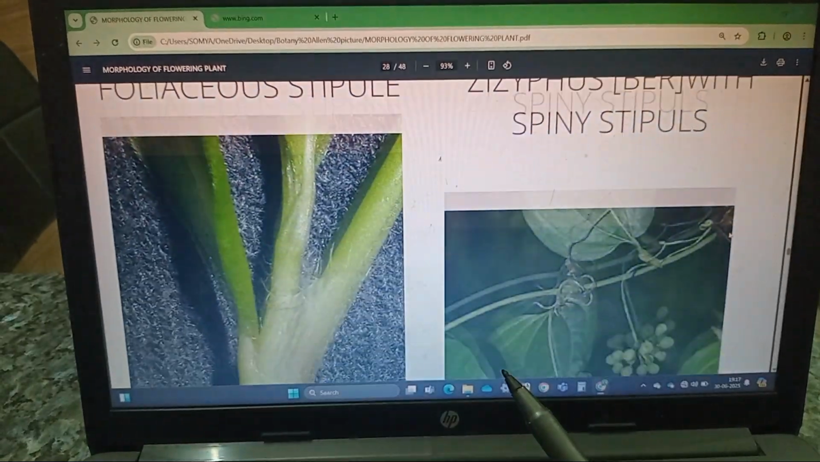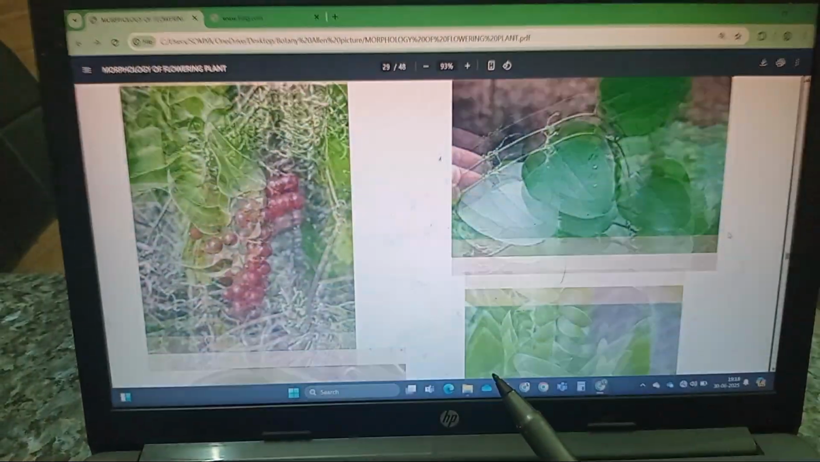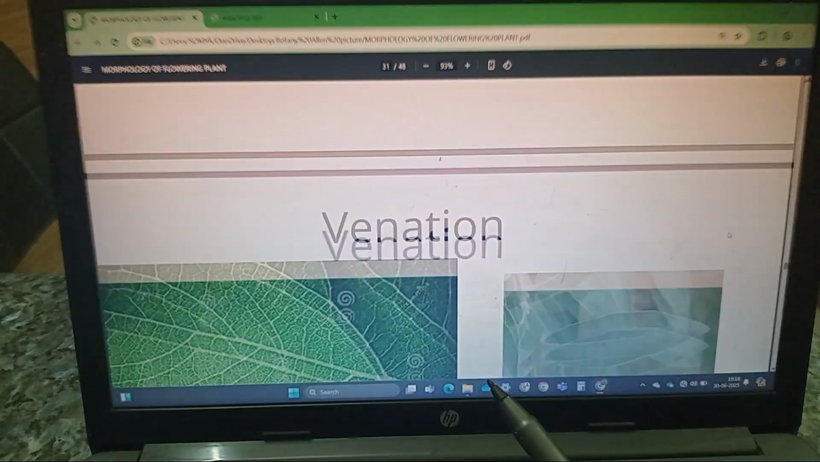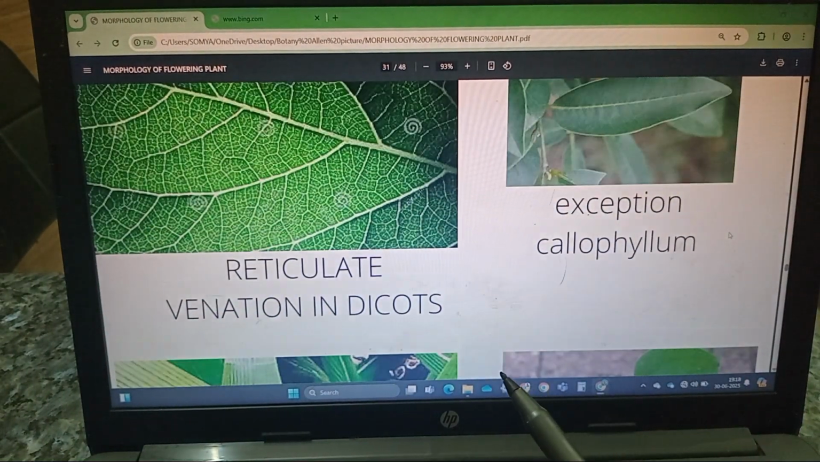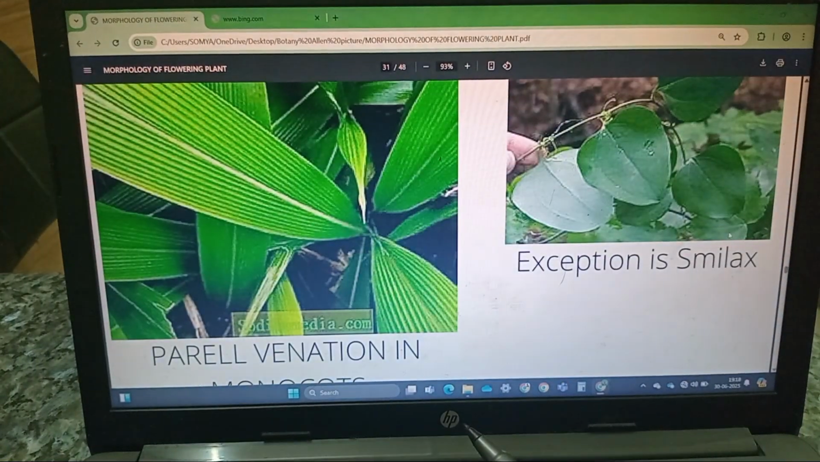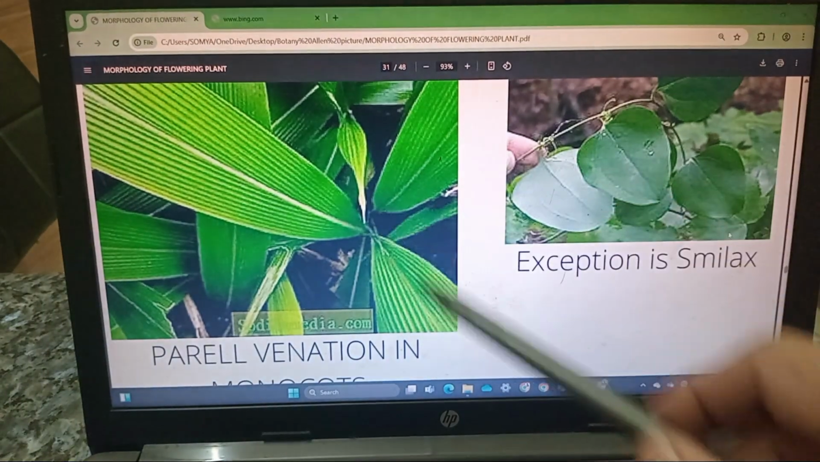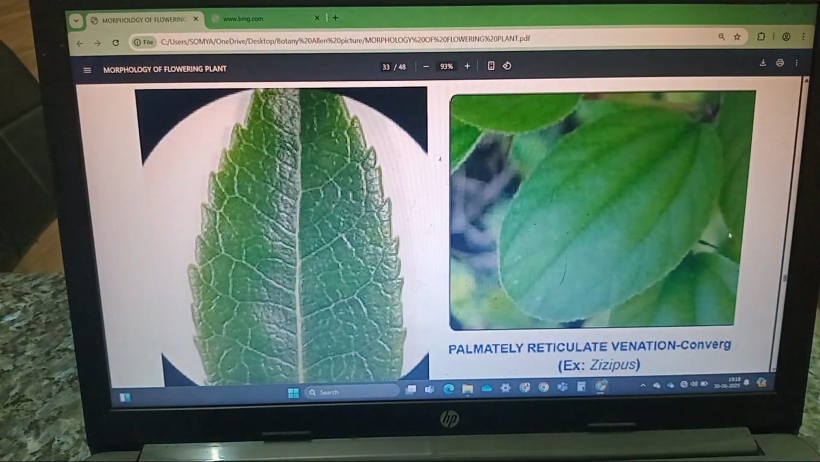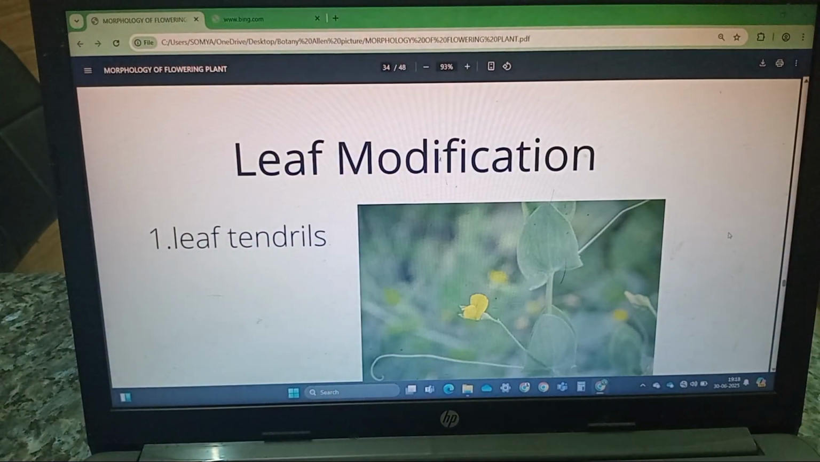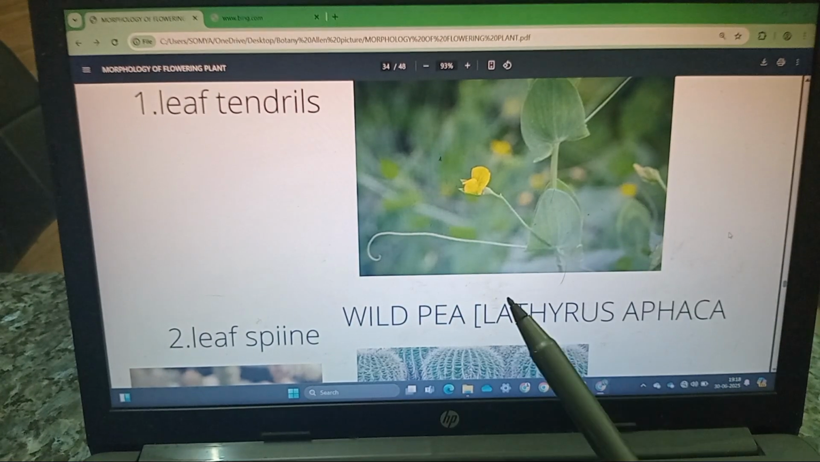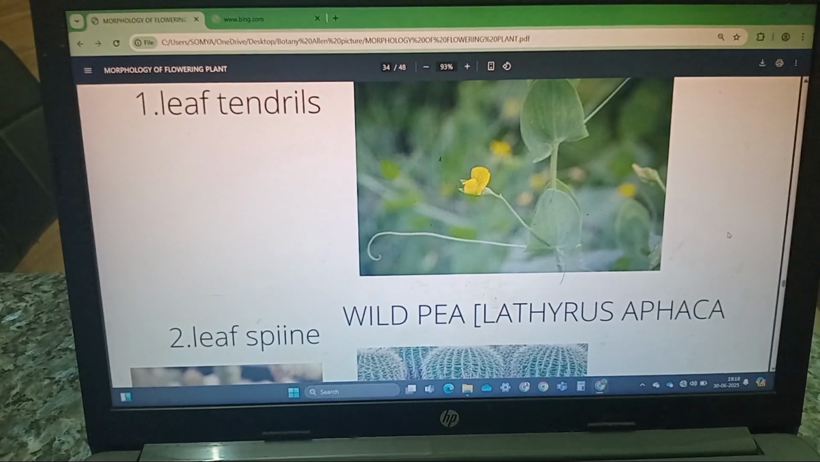Then we want to see the modification of the leaves. Let's see first the venation. This is the reticulate venation present in most dicot plants. This is parallel venation present in the monocot plants. Then modification of the leaves. The first is that we have the tendrils, the leaf tendrils or leaflet tendrils present in the sweet pea and the white pea.